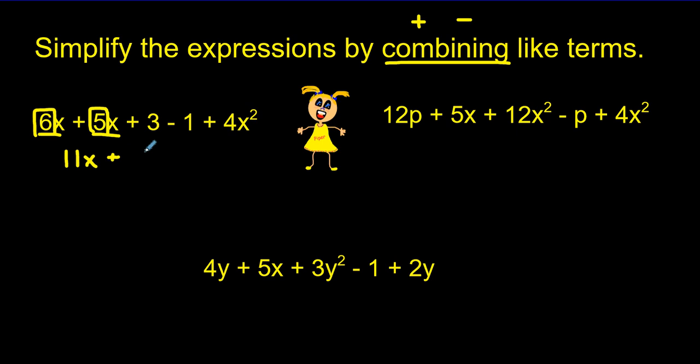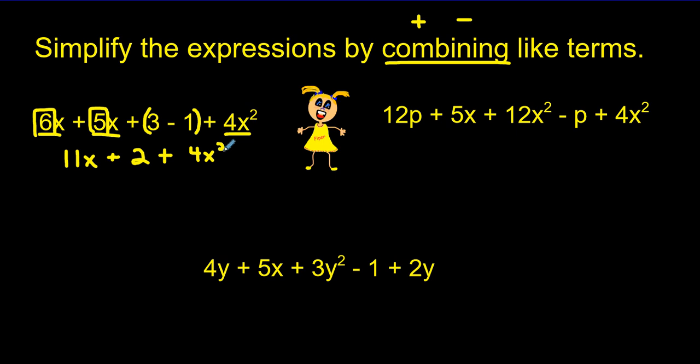You may have also noticed that 3 minus 1 here, they're both constants, and we can simplify this. 3 minus 1 is 2. We've been combining constants ever since we were in kindergarten, probably. And our only term remaining is 4x to the second power.